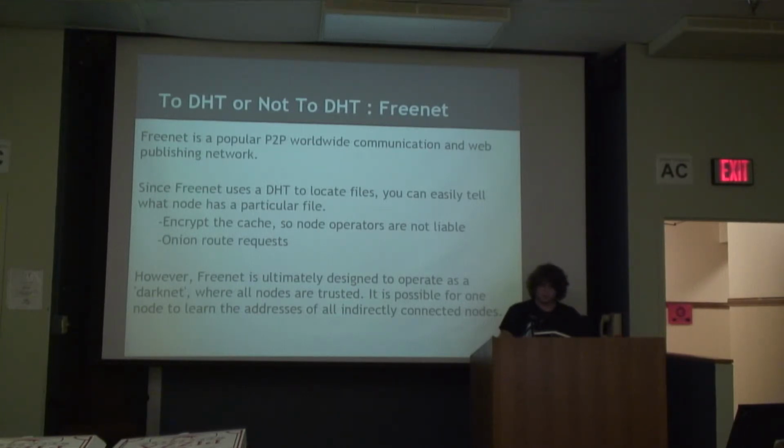Freenet's ultimately designed to operate as a darknet, though, where all nodes are trusted. So for anything like normal use, where you haven't added all your friends' computers to it, and only your friends' computers, it doesn't have the same security. So it's possible for one node to learn the addresses of all other nodes in the network, essentially, if you're running an open net node. So for something like Coursera, where it's designed to be operated as an open net instead of a darknet, where you don't have to manually enter the IP addresses of all the computers that you want in your network, something like this would not work as well.